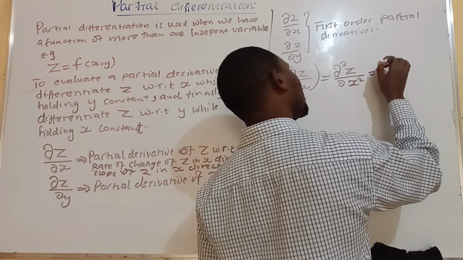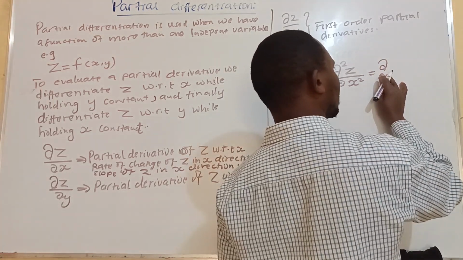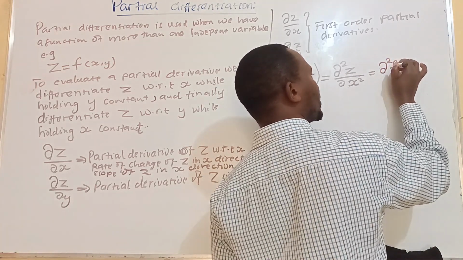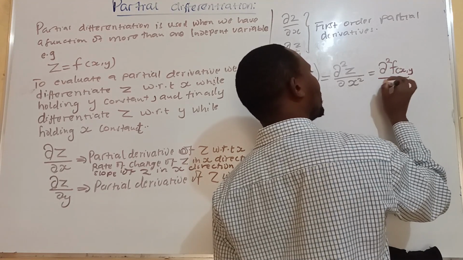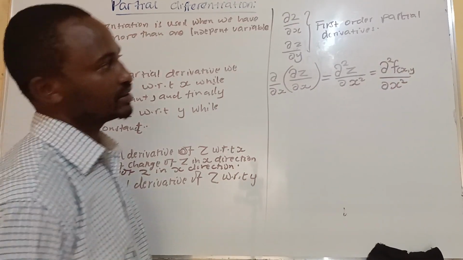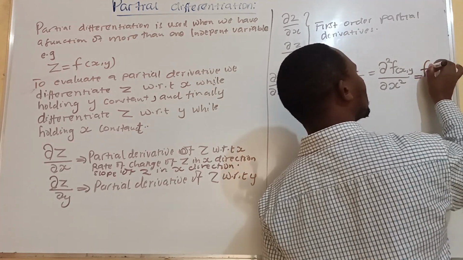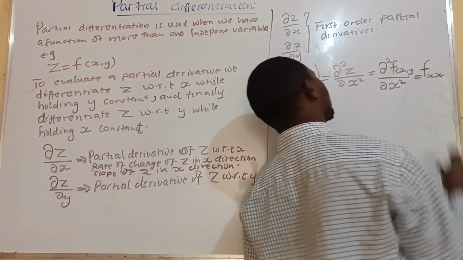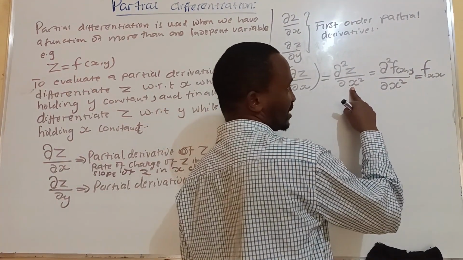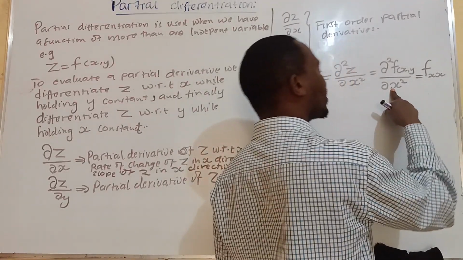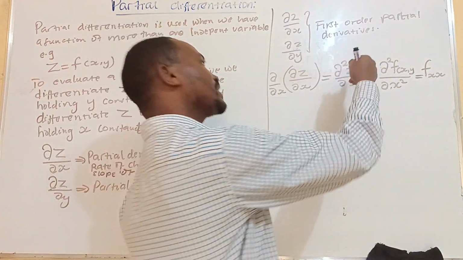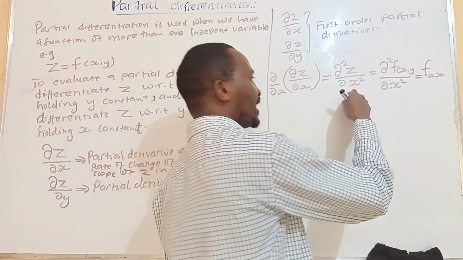Which can also be denoted as first order, which can also be denoted as second order partial derivative of the function of x and y with respect to x. Like that. You can also denote it as that, or using this symbol fxx. All these mean the same thing. One question can tell you to find this, another can tell you to find this, another question can tell you to find this. They all mean the same. The second order derivative of the variable z with respect to x.